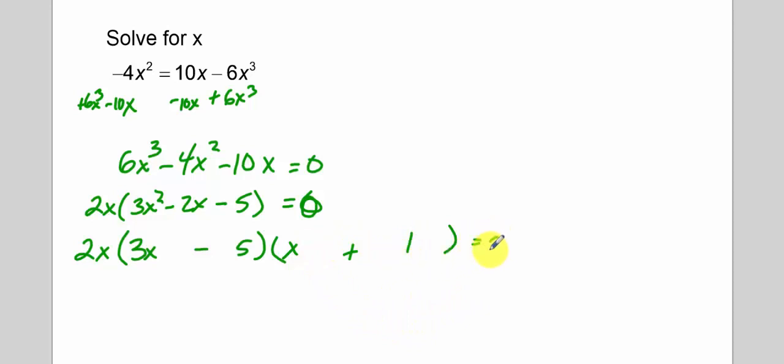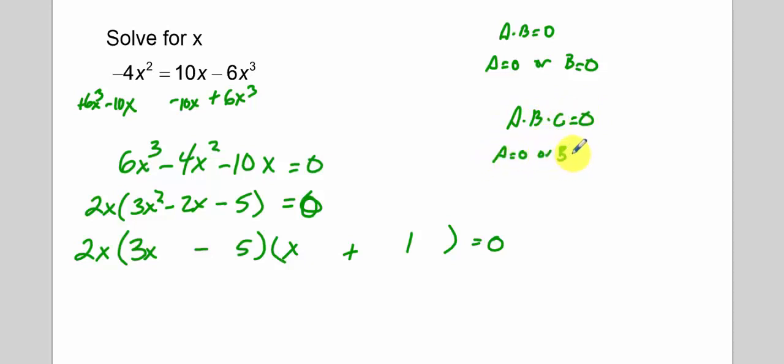But this is all equal to 0, and I'm trying to solve these. Now, we have had a zero product principle, which said A times B equals 0, so A equals 0 or B equals 0. But in this case, we have three terms. So we have A times B times C equaling 0. So A could equal 0, or B equals 0, or C equals 0. So in this case, I'll set all these equal to 0.